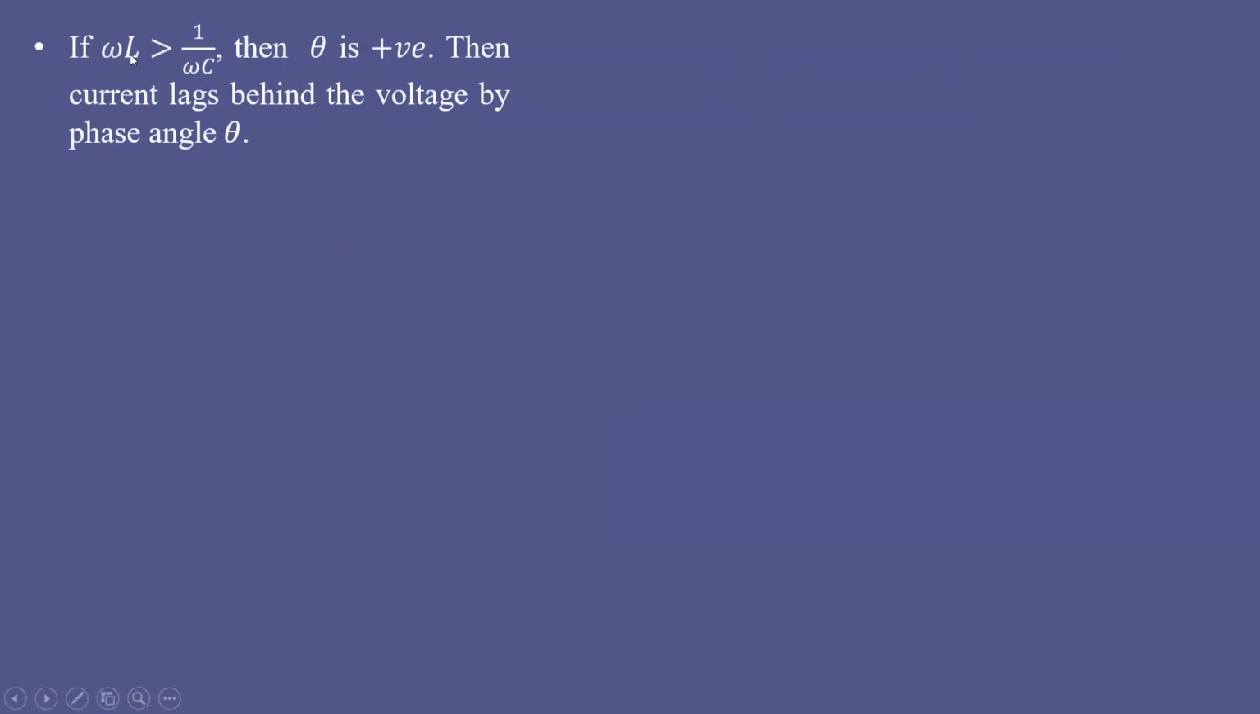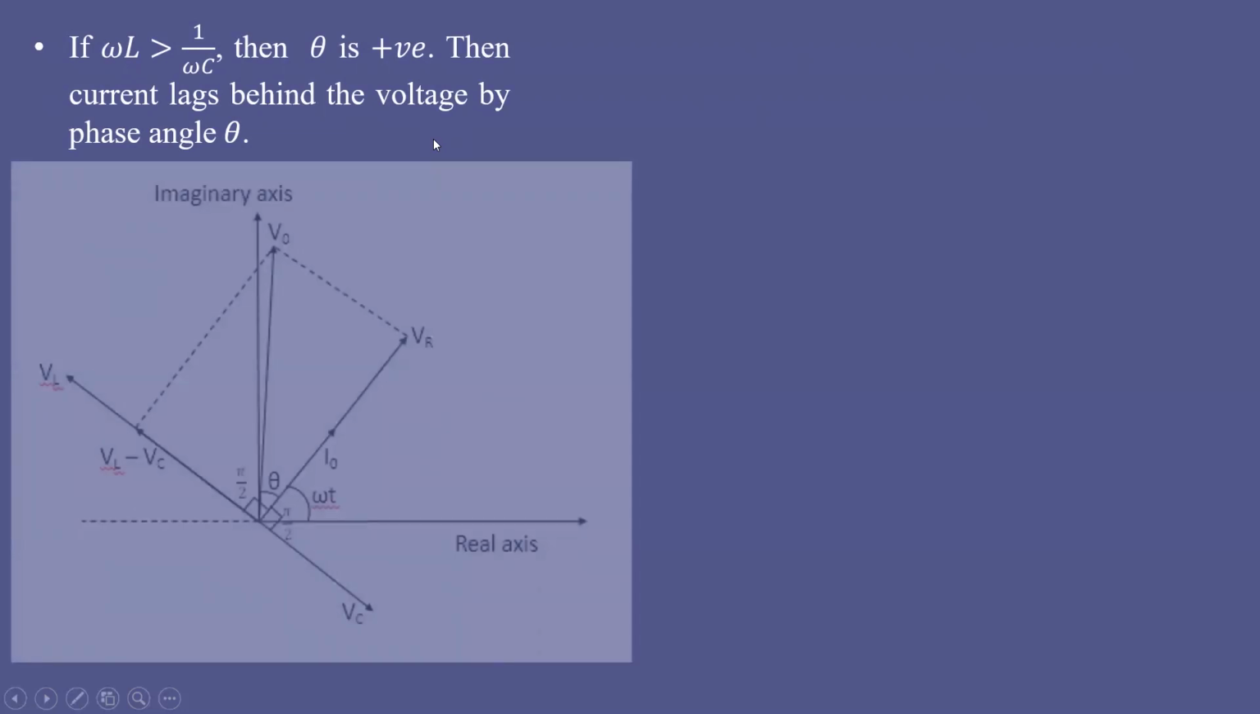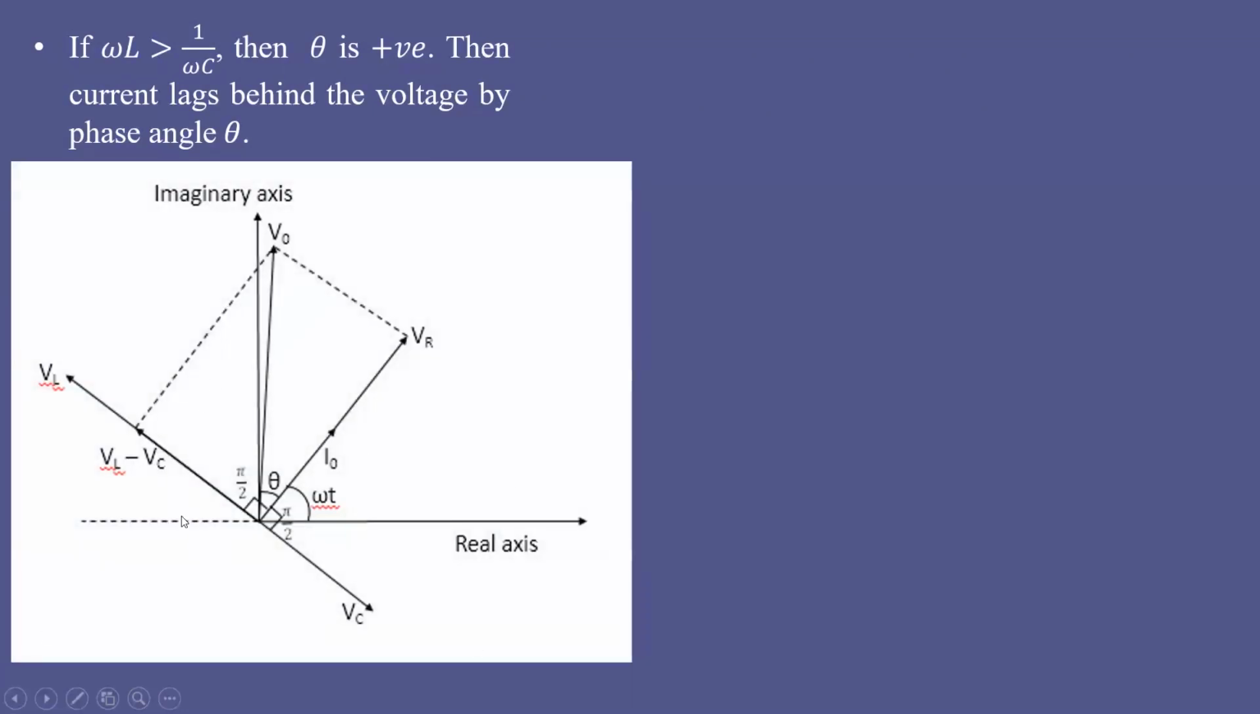Suppose we take the case omega L greater than 1 by omega C, then theta is positive. How does theta become positive? This diagram represents the complete picture. Now represent the voltage across the resistance, voltage across the inductance, and voltage across the capacitance, like this. Why are these coming like this? Because if the voltage across the resistance is along VR, the inductive reactance will lead the resistance by 90 degrees. That's why the voltage across the inductor appears forward by 90 degrees.